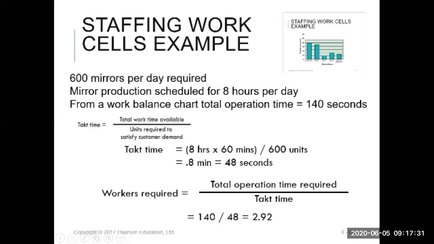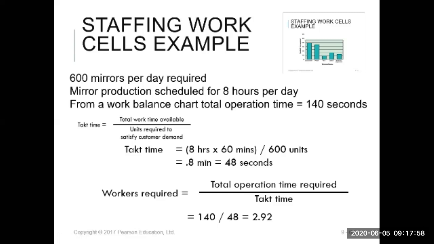And how many workers are required? The total operation time required is 150, divided by the takt time of 48 seconds. We get 2.9, which means this company needs 3 workers. And each worker needs to complete the process in 48 seconds per unit.